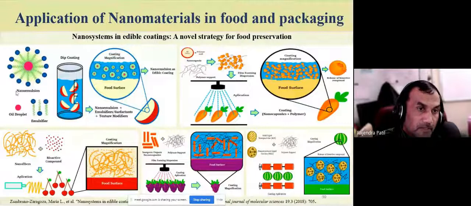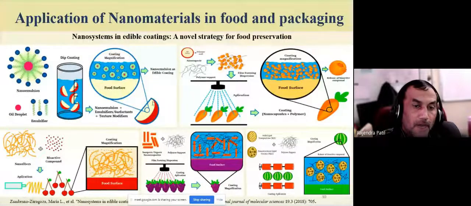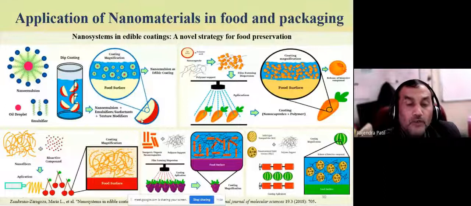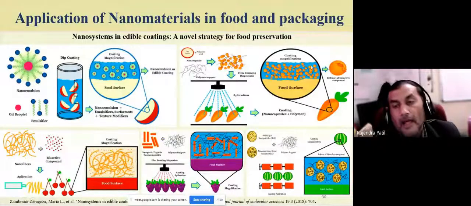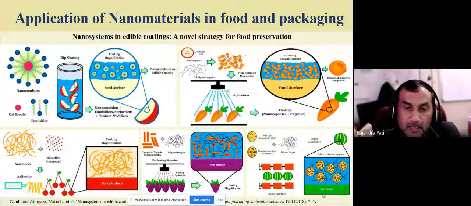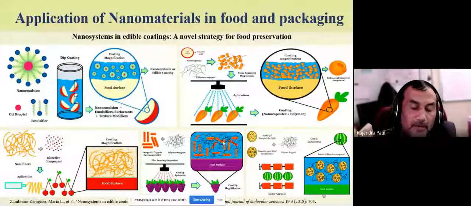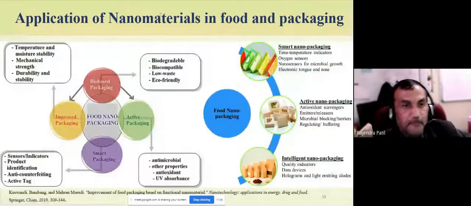Say nano emulsions, by dip coating, they are coated on the cut fruits so as to maintain the quality of the cut fruit, and this is done through various techniques, by spray coating technique, by dip coating technique, and even some cut food can be deposited by the electrospin technology, and in this way the cut food surfaces can be protected from the microbial attack as well.